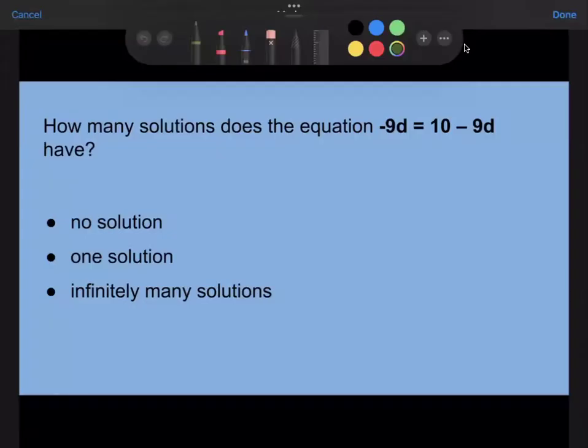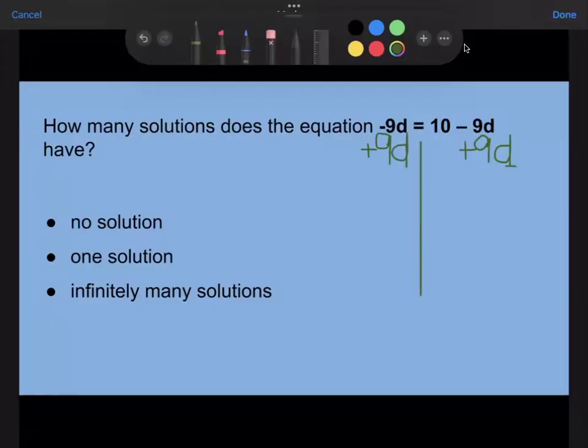Okay, here's our next one. I'm going to try to eliminate the variables so I can see how many solutions this equation will have. What I'm going to do is take this -9d and move it to the other side of the equation to put it with the other d. So let me draw the line here. I'm going to add 9d to both sides.